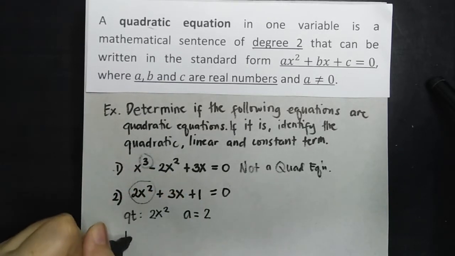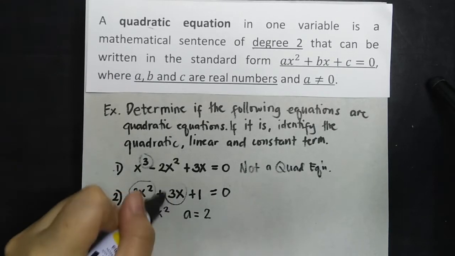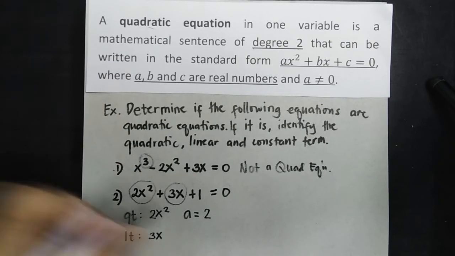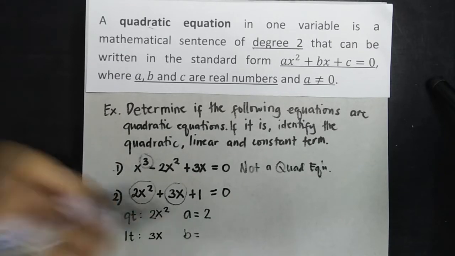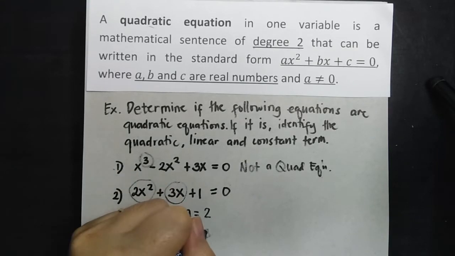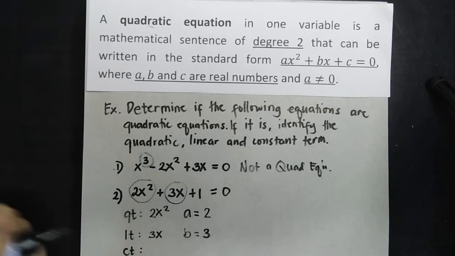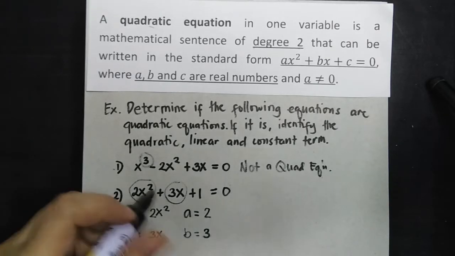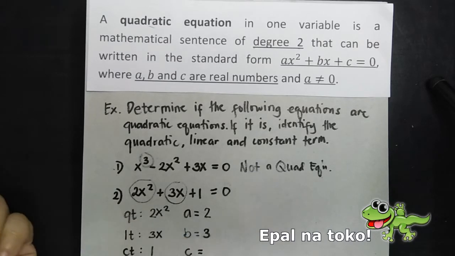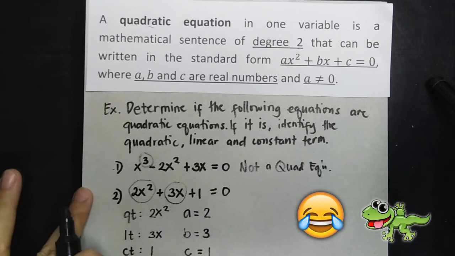So next is our linear term, which gives us this whole term right here. So which is 3x, and that gives us the coefficient b, which is equal to 3. While the constant term, represented by CT, is 1, obviously it gives us the value of the coefficient c equal to 1.